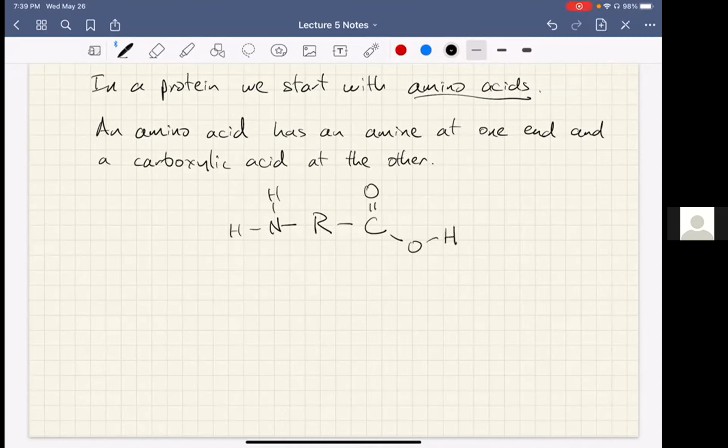Now, if you think about that, if I have another amino acid coming in over here, in other words, I could draw something like this, connected to some different, potentially different group there. And I could have another amino acid over here.